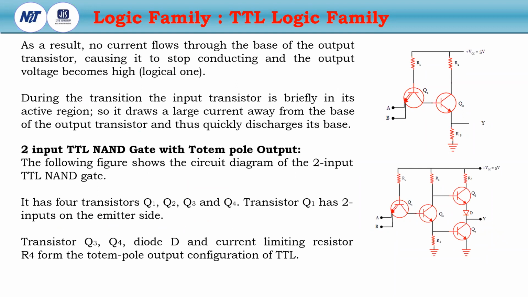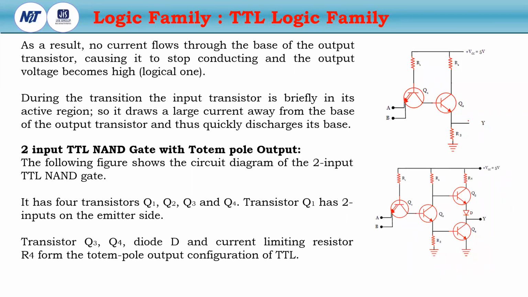So it stops conducting because DC will be in reverse bias. So there is no current produced. So Q2 will stop conducting and the output voltage will be logic high. This is the basic operation.